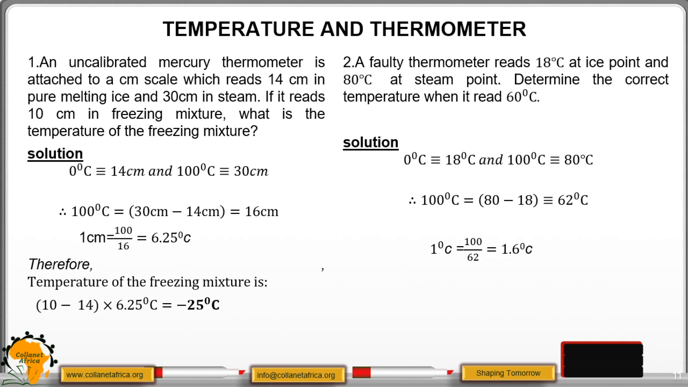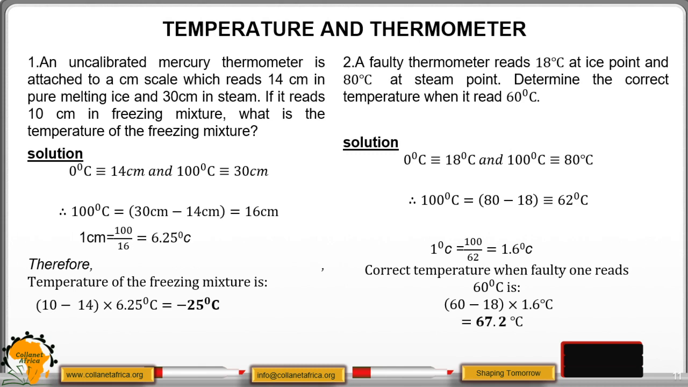From there, we need to ask, what about 1 degree on this thermometer? You take 100 degrees Celsius and divide by 62 to get 1.6 degrees Celsius. So 1 degree on this thermometer is equivalent to 1.6. From there, we need to get the correct temperature when that thermometer reads 60. We get the difference, 60 minus 18, then you multiply by 1.6. When you multiply, you get 67.2 degrees Celsius. That will be the correct reading.